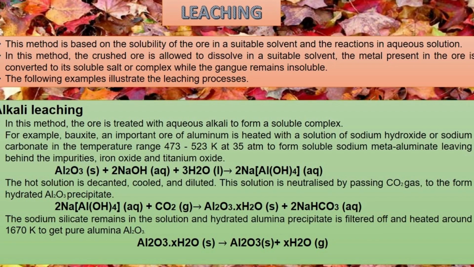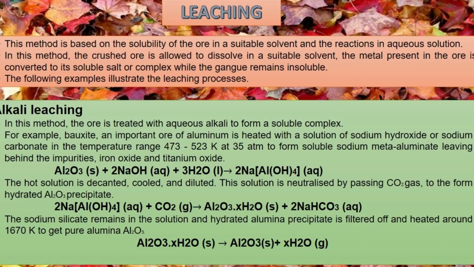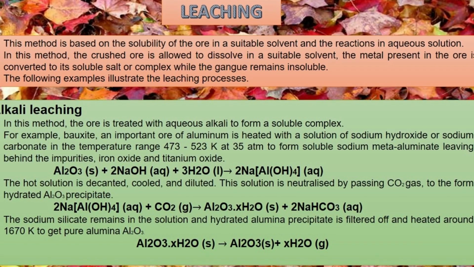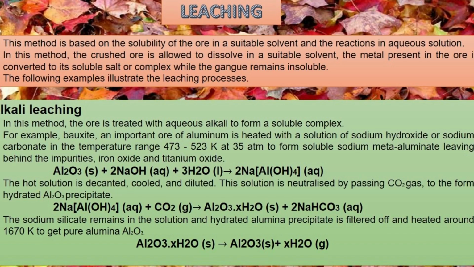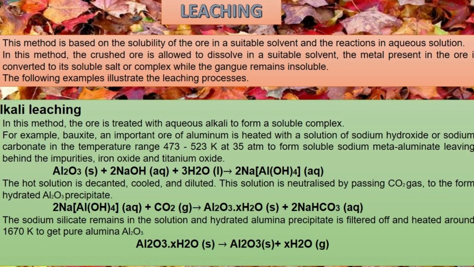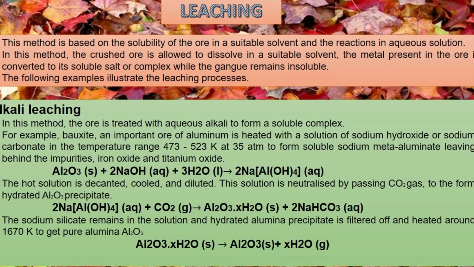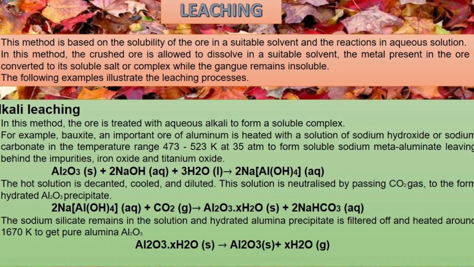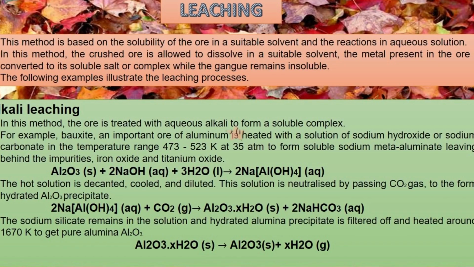Here, the sodium silicate, which is the impurity, will remain in the solution, whereas hydrated alumina will be formed as a precipitate. So this precipitate is filtered off and it is heated at around 1670 Kelvin to get the pure alumina.